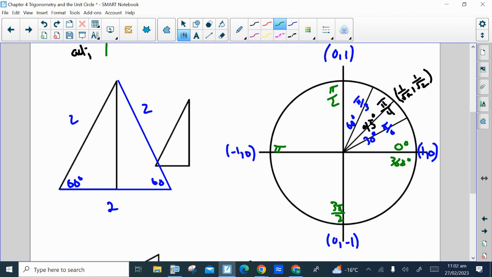And then what we do is we drop a perpendicular bisector from the top straight down to the base. So not only does it hit the base at 90 degrees, it also bisects the base. So each of these sides would be 1 unit long, half of the 2. It also bisects the angle at the top, which was 60 degrees. So now the two angles are 30.